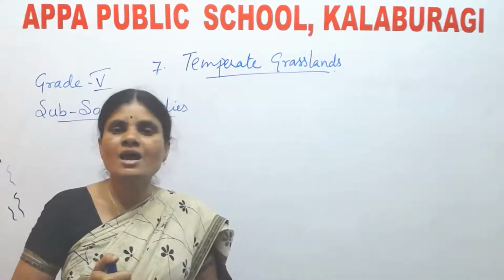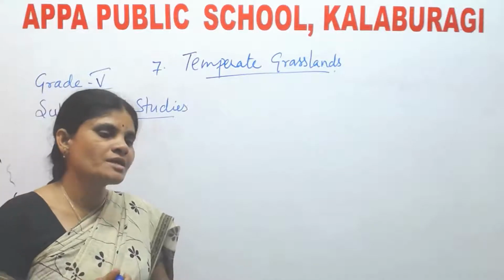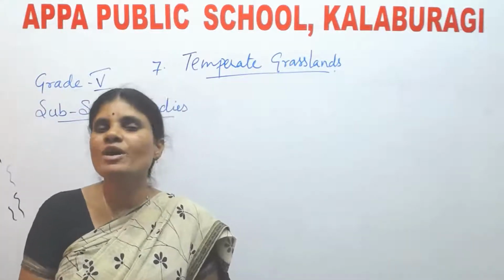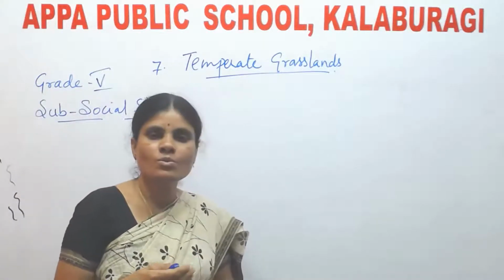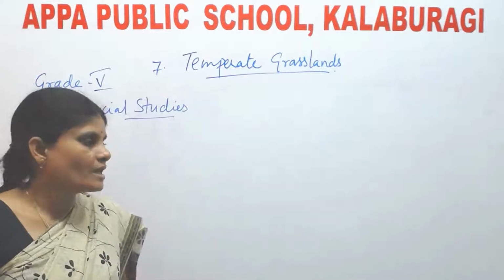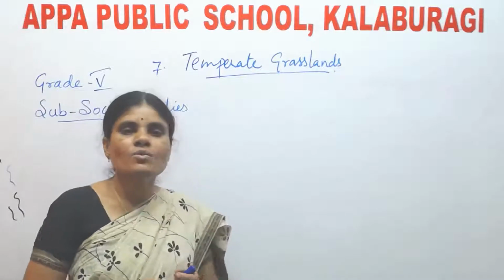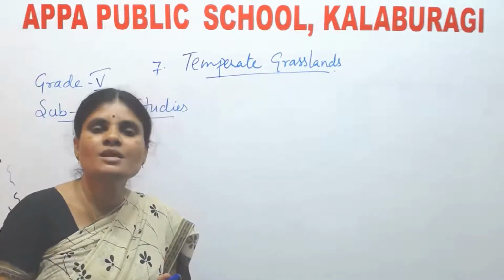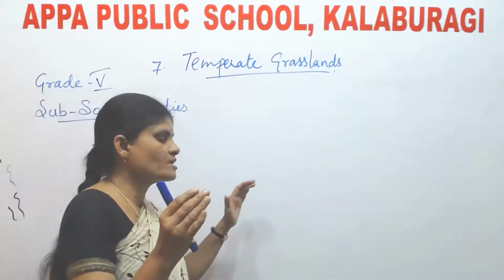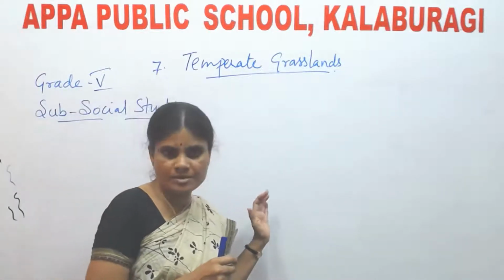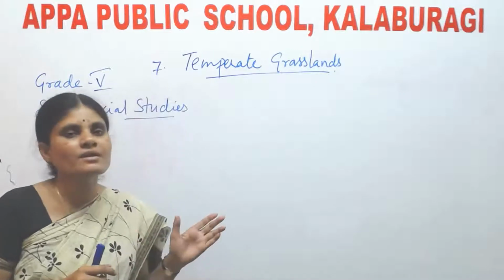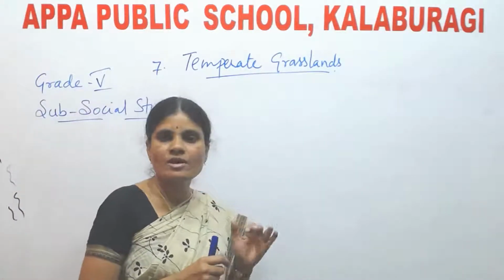How are the coastal areas? The coastal areas experience moderate climate. Why do they experience moderate climate? Because they receive cold air from the seas. What is sea breeze? Sea breeze is nothing but the cold air coming from the sea towards the land. It is called sea breeze. That is why they have a moderate type of climate.